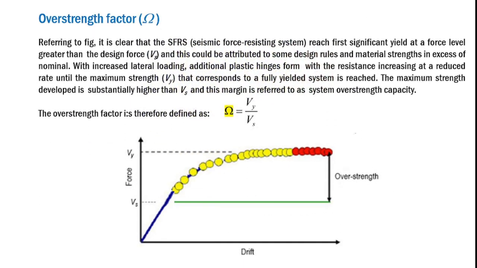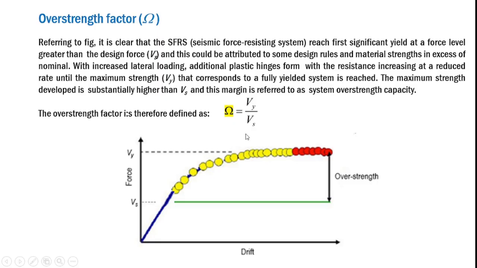Now let me take you a little bit more onto the overstrength factor omega. This is the same figure which I have reproduced in a better simplified format. It's the same drift versus the force level, and referring to this, we find that Vs is a code specified design force computed using the response spectra, and Vy is the fully yielded strength, or the maximum resistance, or the maximum lateral force generated in the structure if it is allowed to remain inelastic. Thus, the overstrength factor omega is nothing but Vy by Vs.